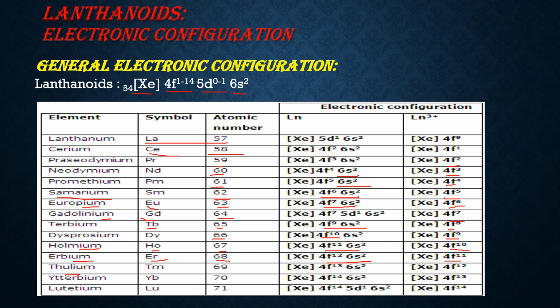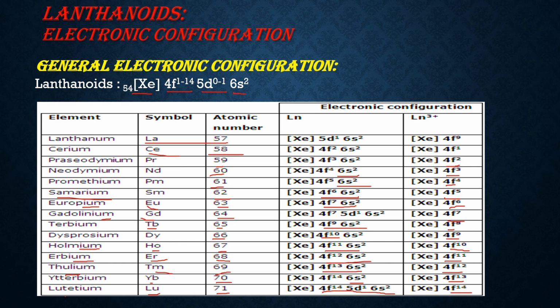Next is thulium, Tm is the symbol, 69 is the atomic number, configuration is 4F13 6S2 and the plus 3 ion configuration is 4F12. Next is ytterbium, Yb is the symbol, 70 is the atomic number, configuration is 4F14 6S2, plus 3 ion configuration is 4F13. Next is lutetium, symbol is Lu, atomic number is 71, configuration is 4F14 5D1 6S2 and plus 3 ion configuration is 4F14.